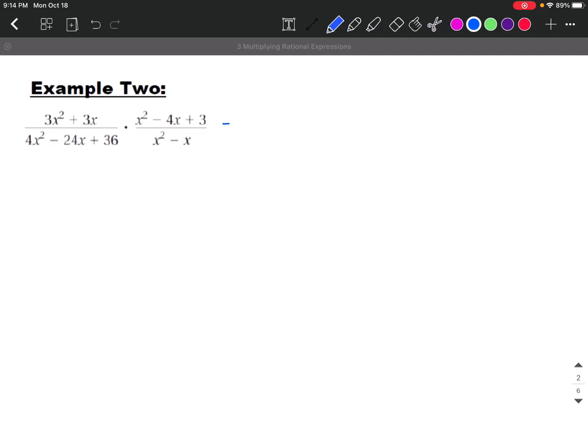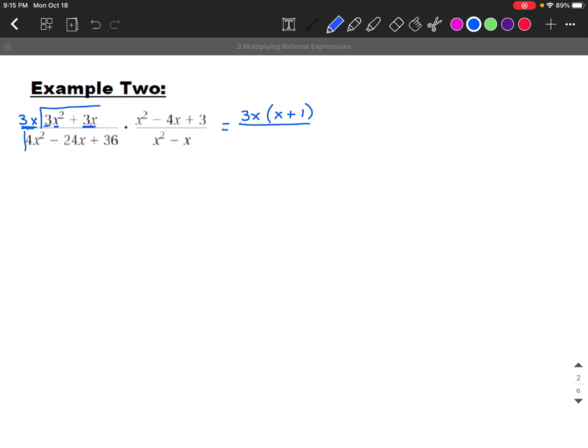Okay, we start on the top of the first fraction. There is a greatest common factor. Each term has a 3, and each term has an x. So we are factoring out a 3x and then opening parentheses. Now 3x squared divided by 3x, the 3's divide away to 1, and the x squared divided by x is x to the first. Plus, now I have 3x divided by 3x, and that's just 1.